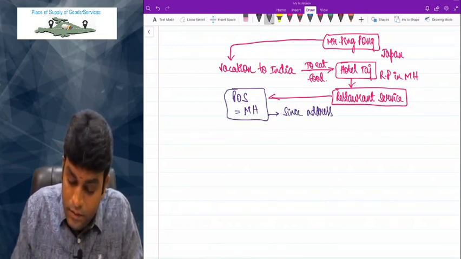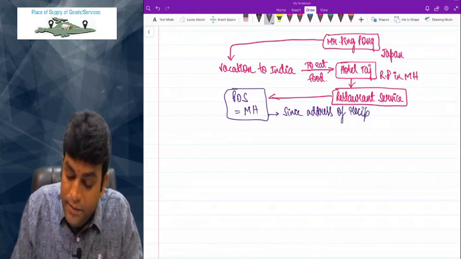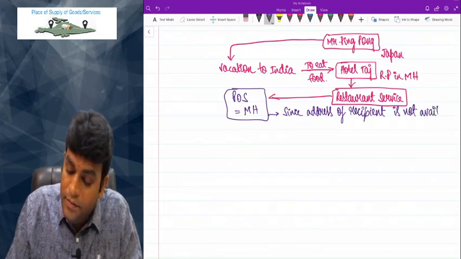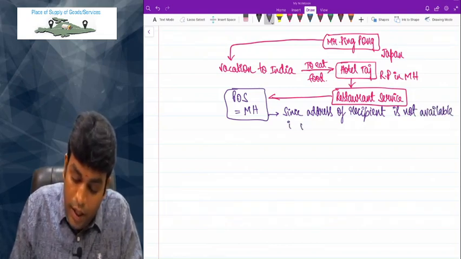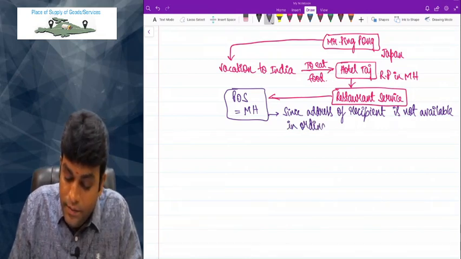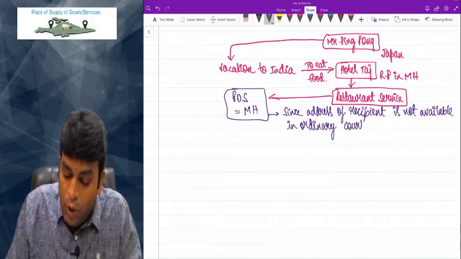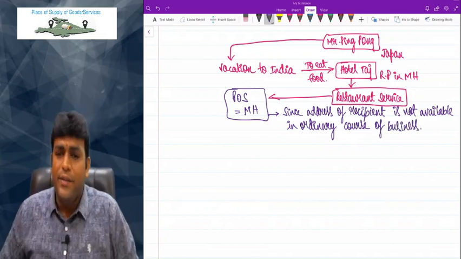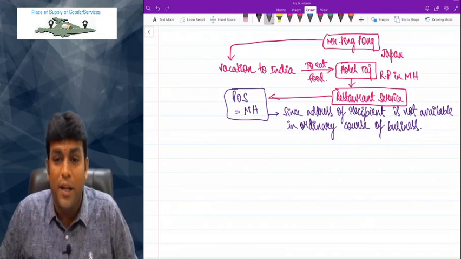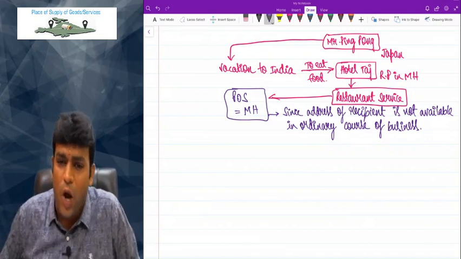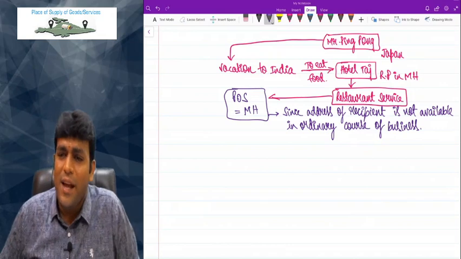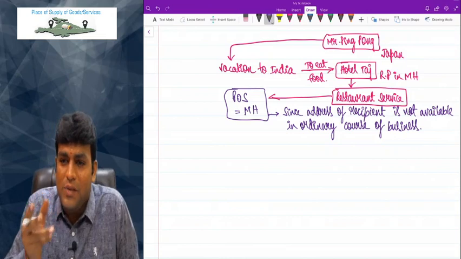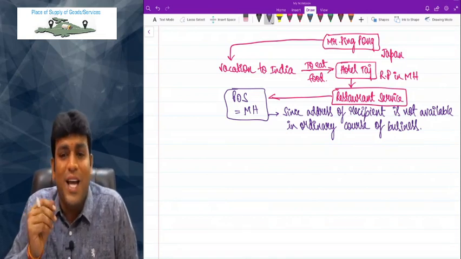Since address of recipient is not available in the ordinary course of business. Ultimately, the concept is that if address of recipient is available in the ordinary course of business, then place of supply will be location of recipient. However, if the location of recipient is not available in the ordinary course of business, then place of supply will be location of supplier. So for this restaurant service, place of supply is Maharashtra, and the restaurant will charge CGST and SGST.